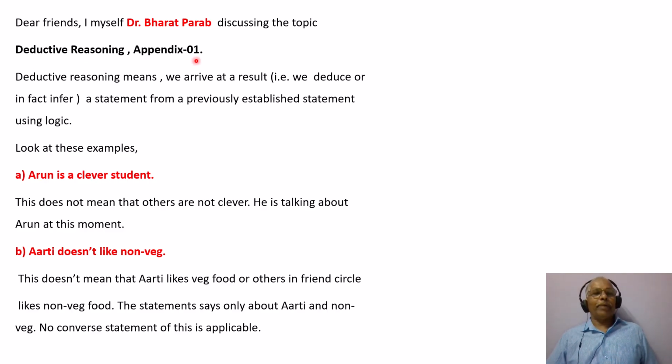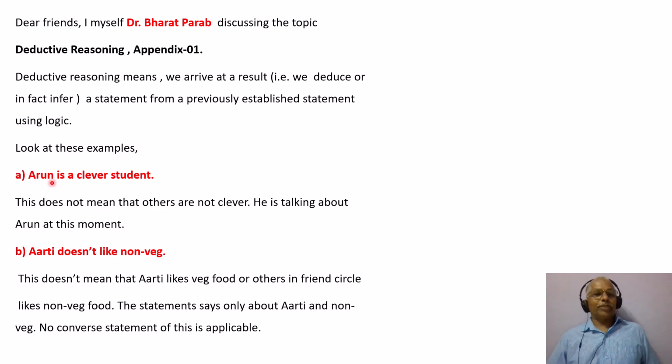This is covered in Appendix 1 and used in many topics in maths. Deductive reasoning means we arrive at a result, that is, we deduce or infer a statement from a previously established statement using logic. The exact meaning of this will be known to you as we move ahead in this video on this topic. So we start with these two examples.